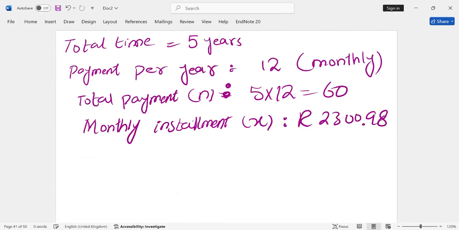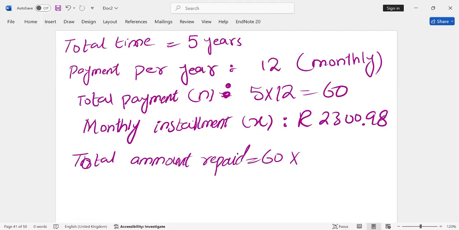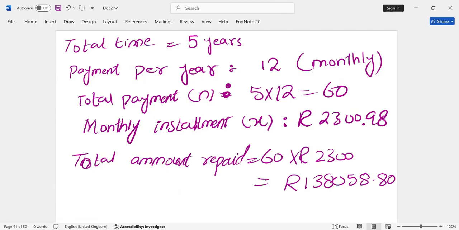Okay, so the total amount repaid is 60 multiplied by R2300.98, and we have over here the answer is R138,058.80. Okay, so this is the total repayment.